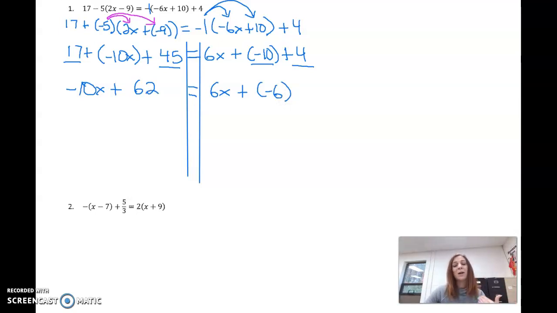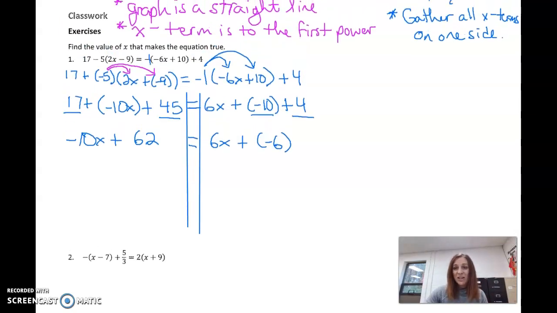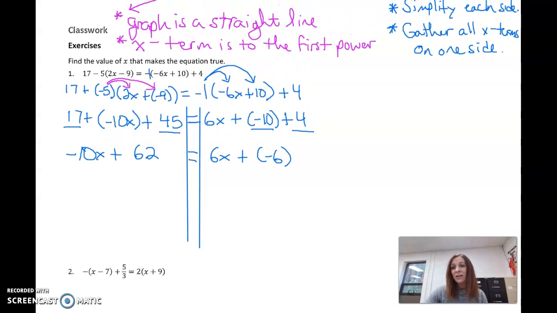You see, each step we take, the problem gets a little bit easier, and then they start looking more familiar. So I've now simplified each side. Now we're going to gather all our x terms up on one side.